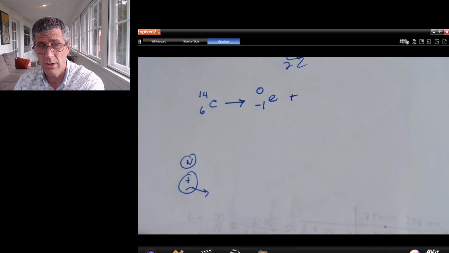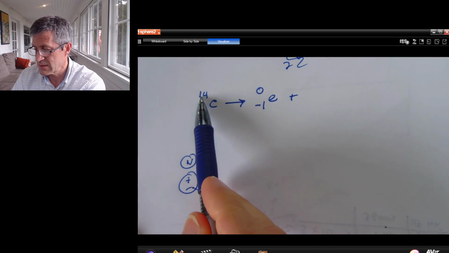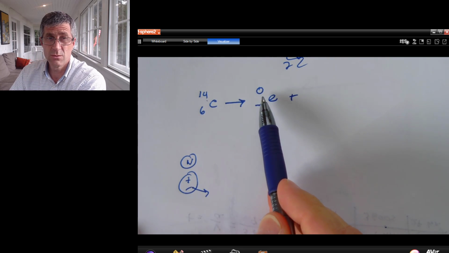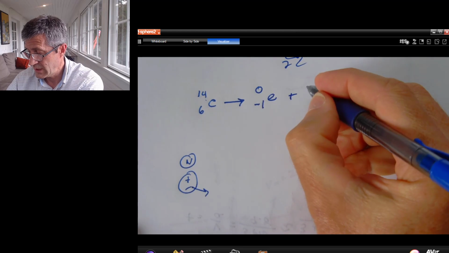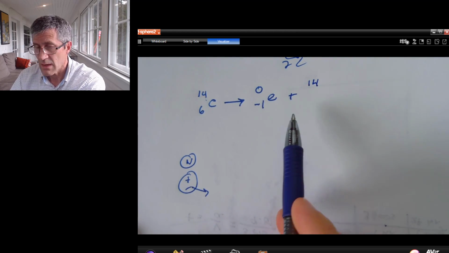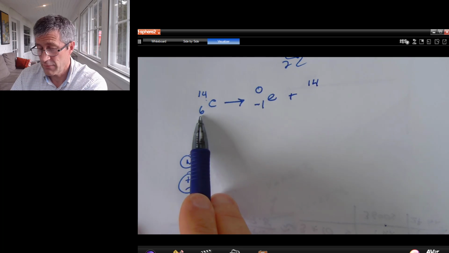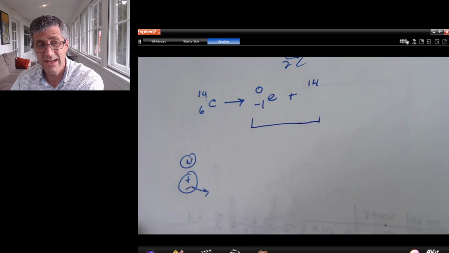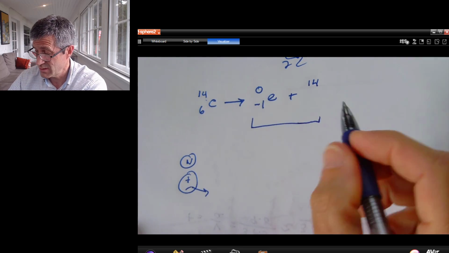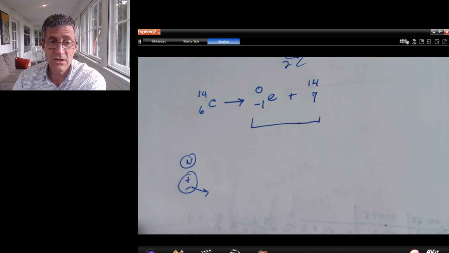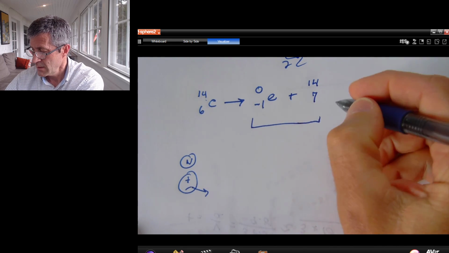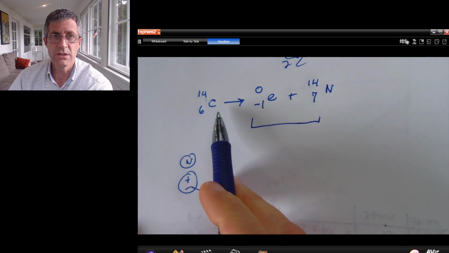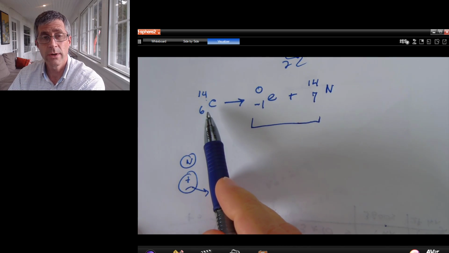I'm going to worry about the same two things. I'm going to balance the mass on top. I started with 14. An electron really has a negligible mass, a little bit, but we're not going to worry about it. So I'm left with the same mass of 14. Then I'm going to balance the charge, and be careful. I start with a charge of +6. I need the charge on my product side to add up to +6. This is -1, so this needs to be 7. I've increased the number of protons. When I look this up, I'll find out this is nitrogen. This is how carbon-14 decays, a really common reaction that we use for radio dating things.